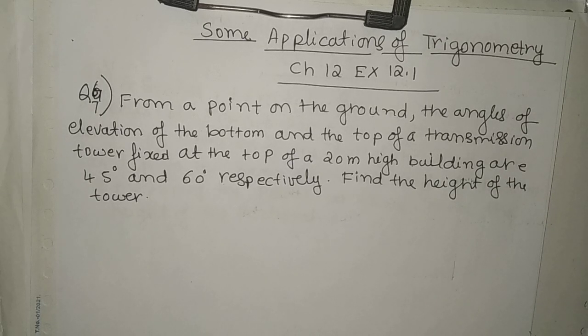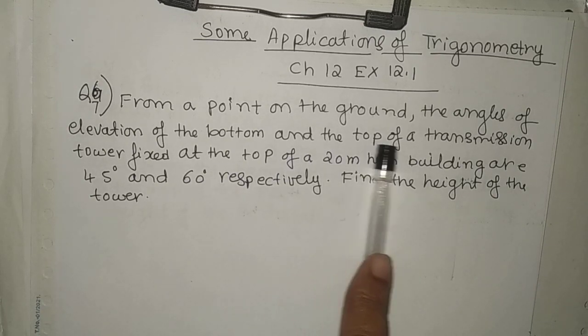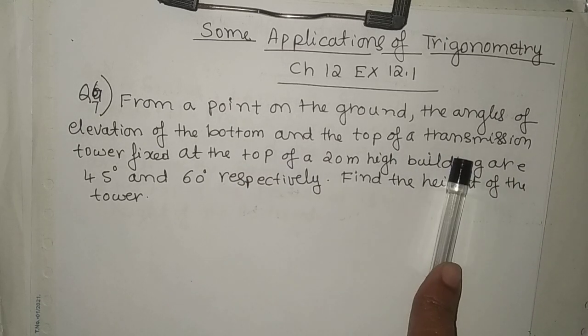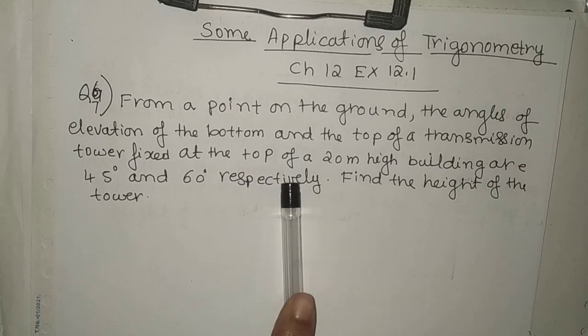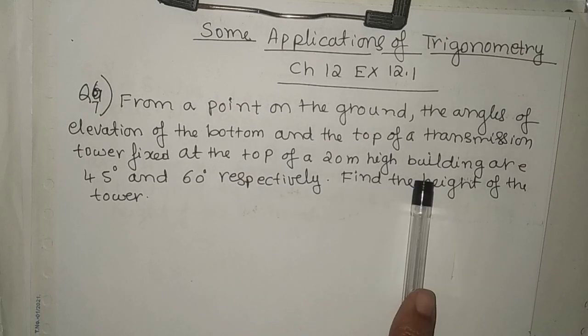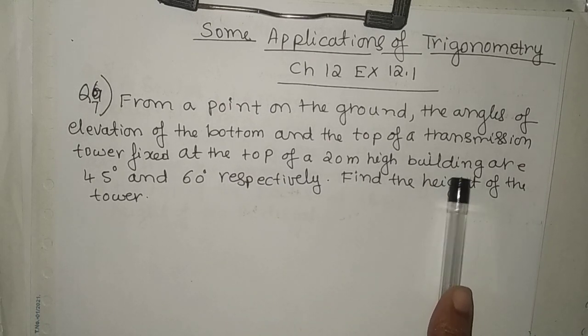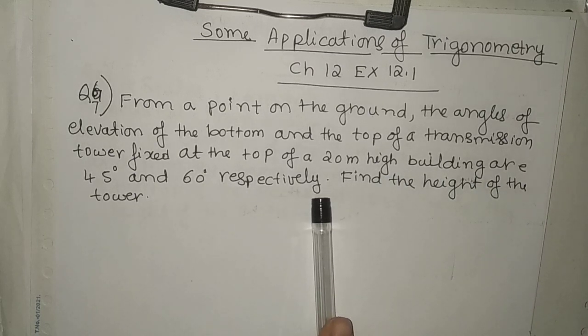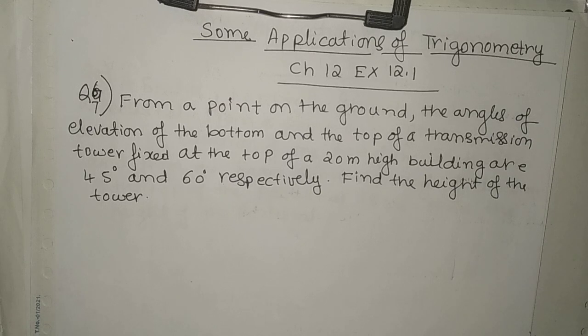Welcome back, students. In this class we continue chapter 12, exercise 12.1, some applications of trigonometry. So here we start the seventh question. From a point on the ground, the angles of elevation of the bottom and the top of a transmission tower fixed at the top of a 20 m high building are 45 degrees and 60 degrees respectively. Find the height of the tower.